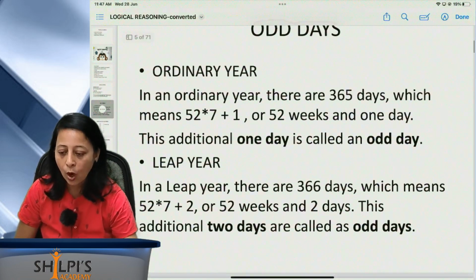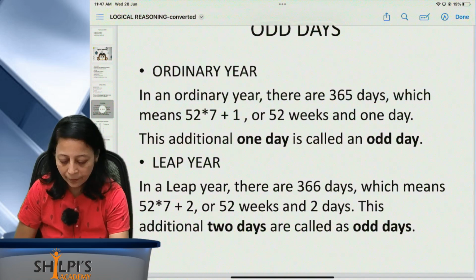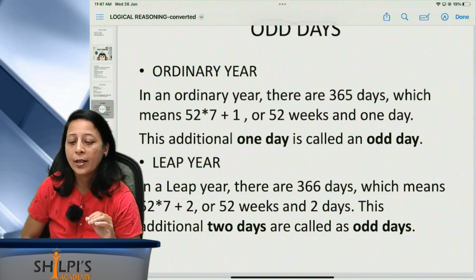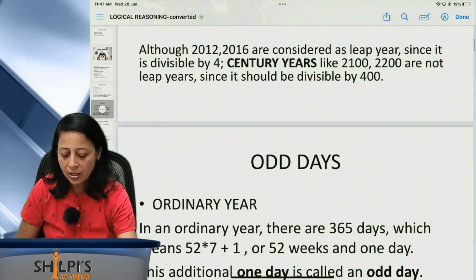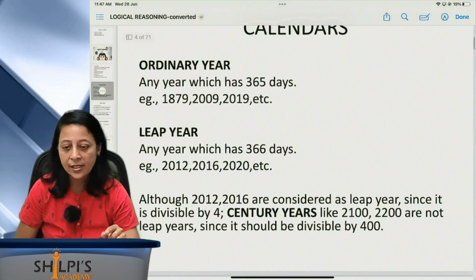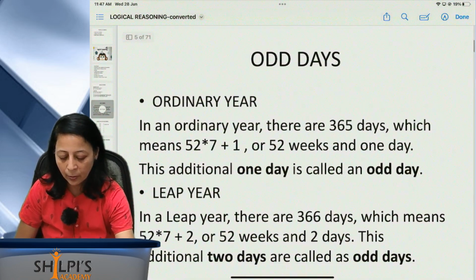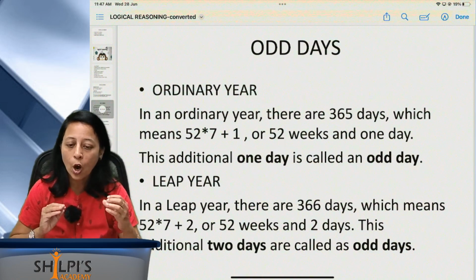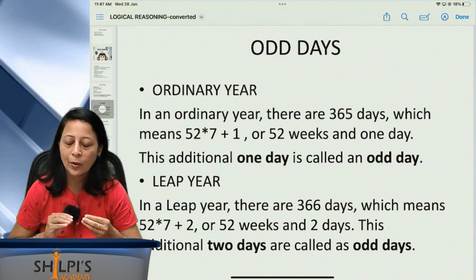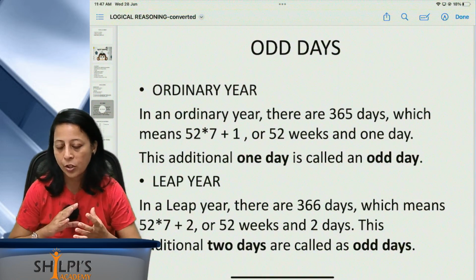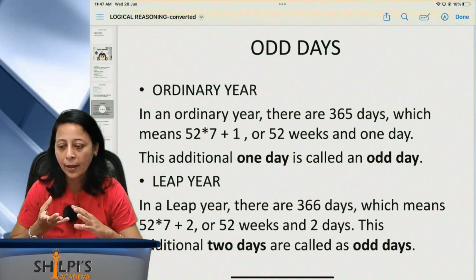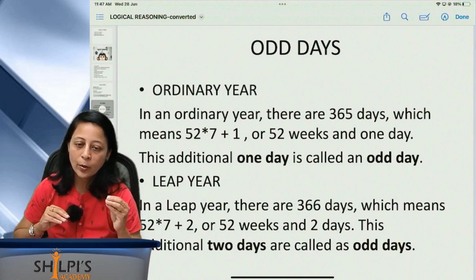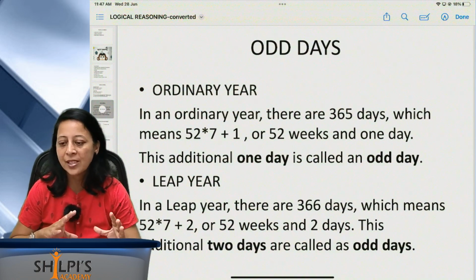Now coming back to the ordinary year. What do you call an ordinary year? We just saw that a year which has 365 days is the ordinary year. How are we going to classify that? According to your odd days. Odd days have to be calculated yearly, monthly and weekly. These odd days are going to help us with these types of questions.